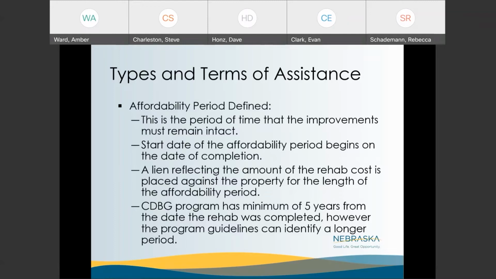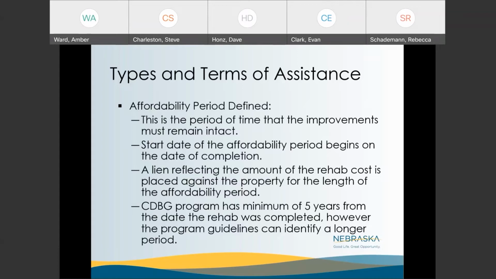Okay, the affordability period, Evan talked about this a little bit. This also applies to commercial rehab. This is the period of time that the improvements must remain intact at the business location. You usually have a start date of the affordability period that begins when the project is completed. So you'll have a date of completion. It's important that you start your affordability period after the project is completed.